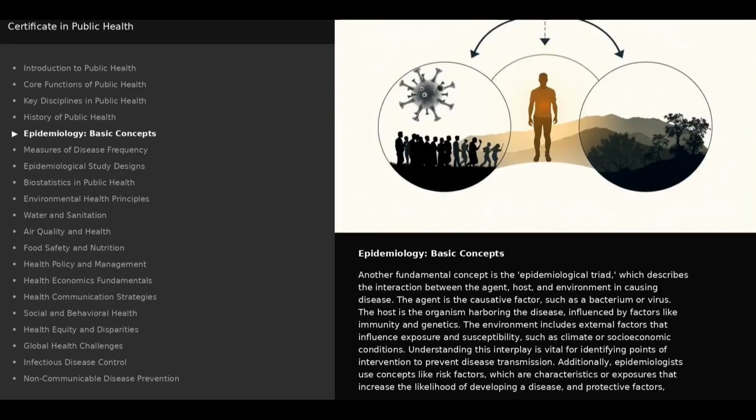Another fundamental concept is the epidemiological triad, which describes the interaction between the agent, host, and environment in causing disease. The agent is the causative factor, such as a bacterium or virus. The host is the organism harboring the disease, influenced by factors like immunity and genetics. The environment includes external factors that influence exposure and susceptibility, such as climate or socioeconomic conditions. Understanding this interplay is vital for identifying points of intervention to prevent disease transmission.